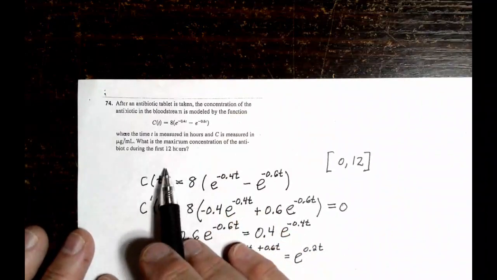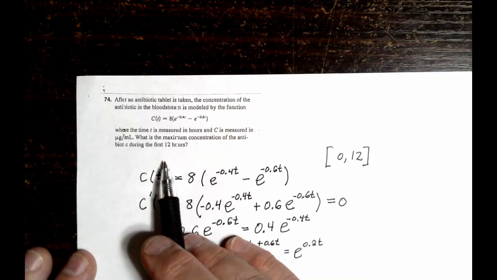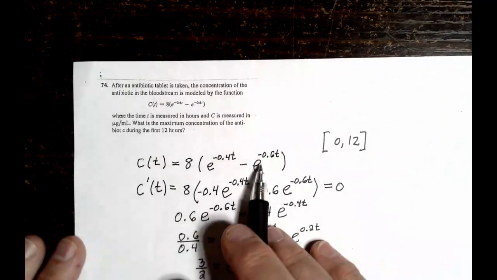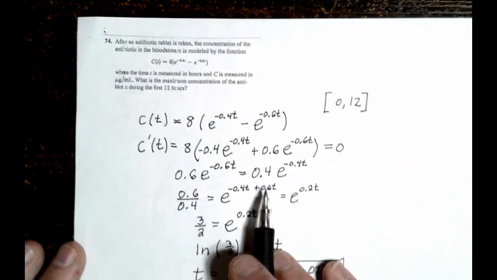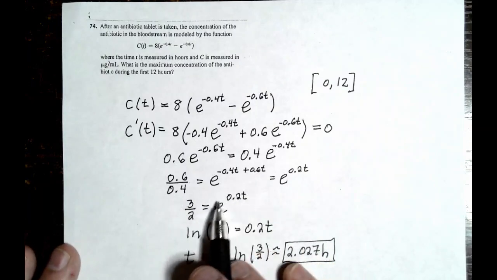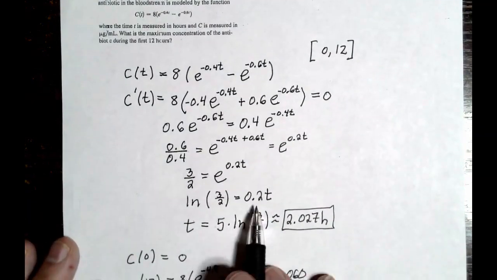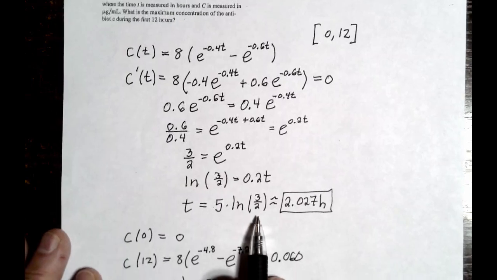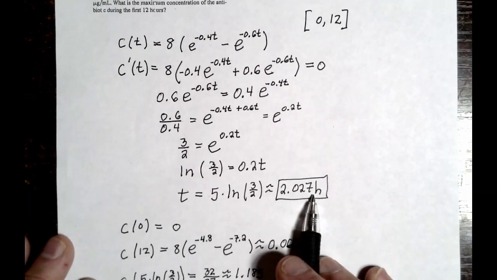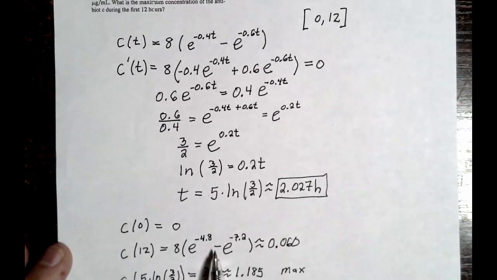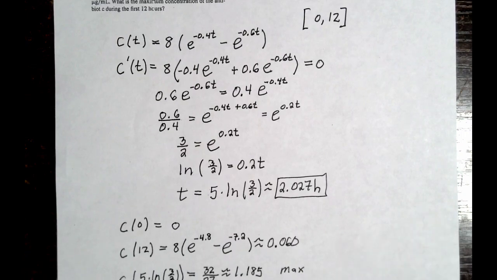Okay, blood in the bloodstream, what's the maximum concentration of the antibiotic during the first 12 hours? So you take the first derivative, set it equal to 0, and solve to find your critical numbers. Takes a little bit of work here, and you finally find t equals this, which is a little bit past the second hour. So you plug in the two endpoints as well as the one critical number, and the place where you get a maximum concentration is at that critical number.